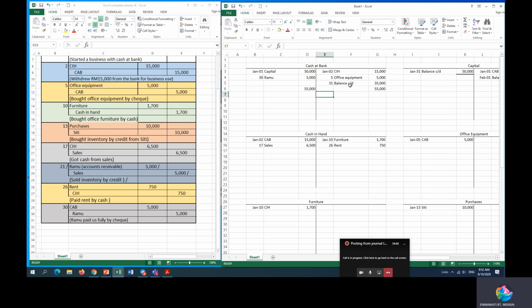Next, we have to bring this balance C/D into the following month. So we will have the first date of February, and balance C/D will become balance B/D. Take back the amount, transfer the amount of 35,000 into balance B/D. That's it. So we are done with the balancing, or the closing, of accounts.